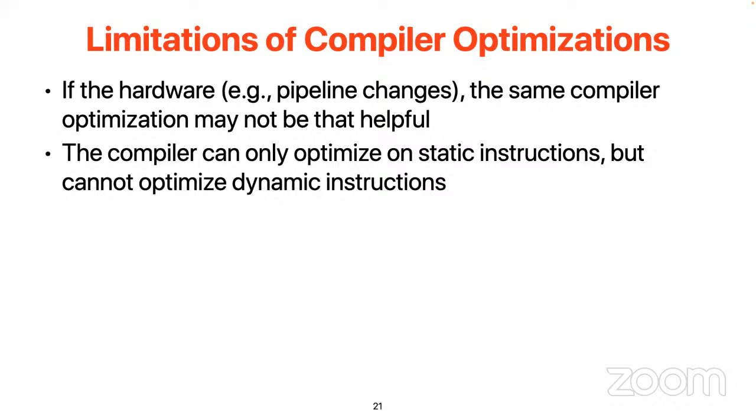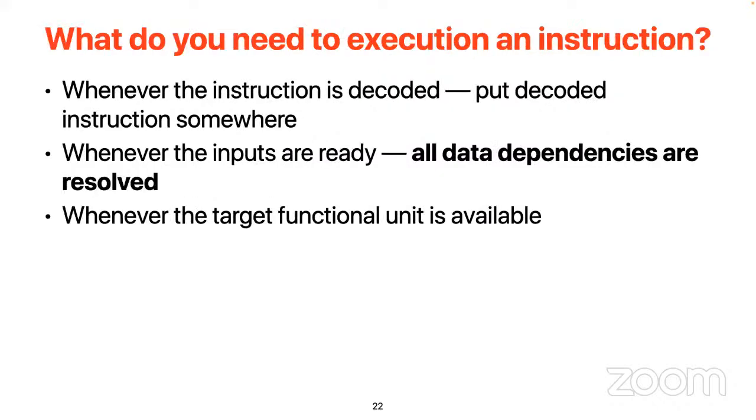So, keep going on the limitations of compiler optimizations. If the hardware changes, the same compiler optimization may not be that helpful. And the other thing is that the compiler can only see those static instructions within a basic block, and it cannot take opportunities from dynamic instructions.